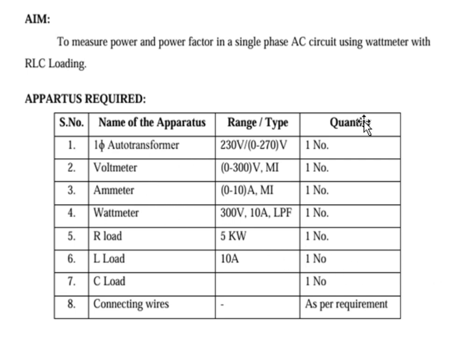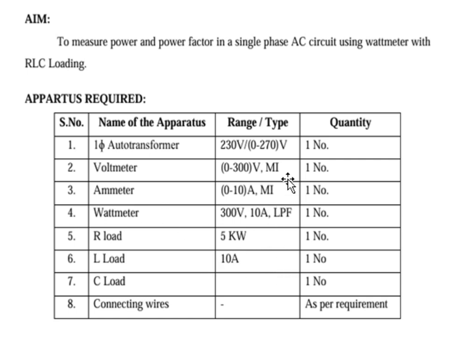A single phase auto transformer, 230 volt, 1 number, and a voltmeter 0 to 300 volt. MI is a type of voltmeter, moving iron type. 0 to 300 volt is the range; the auto transformer is 230 volt, 0 to 270 volt range. And an ammeter 0 to 10 amps range, and MI is the type. MI is a moving iron type. Moving iron type meters are used to measure both AC and DC voltage and current.